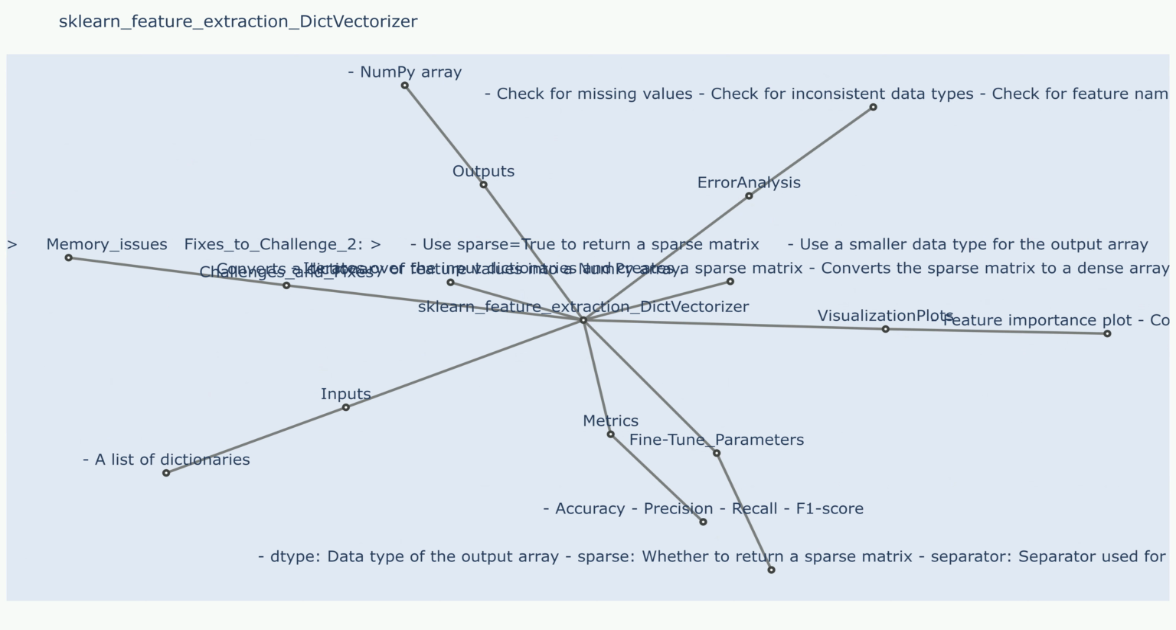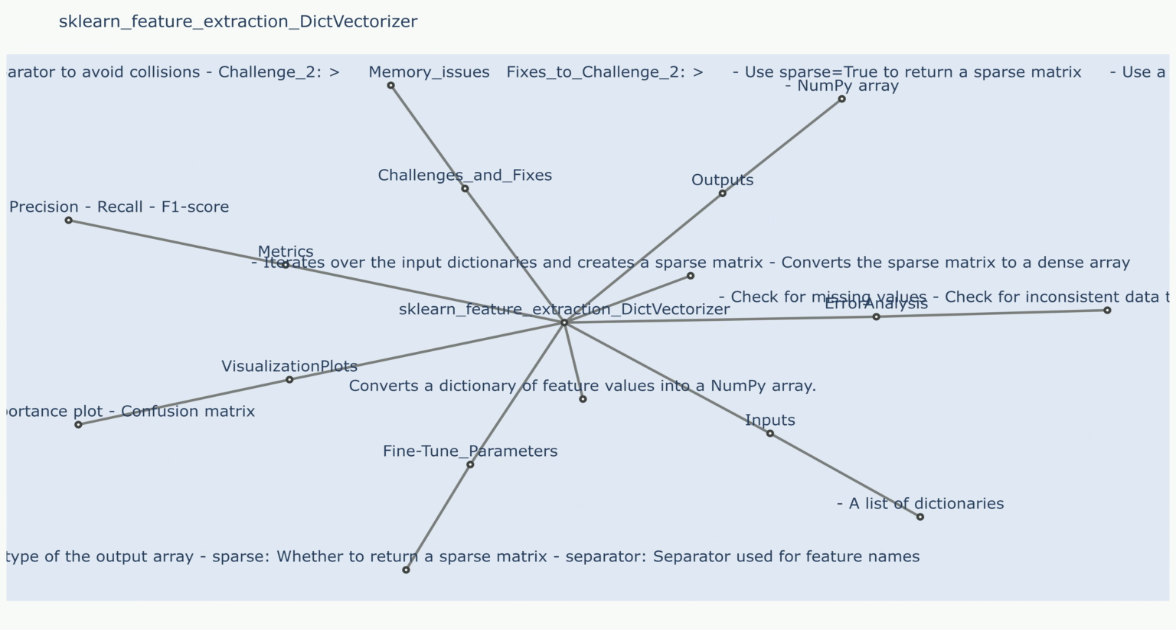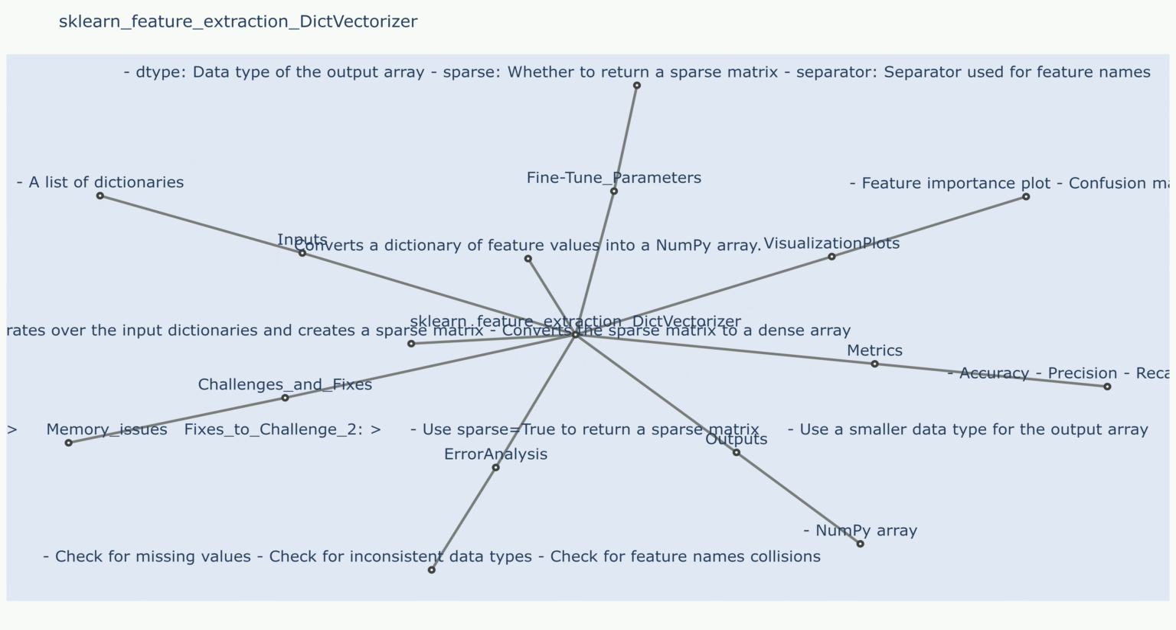Steps. Step 1. The DictVectorizer first analyzes the input dictionaries to identify all unique features. Step 2. For each sample, the DictVectorizer creates a vector with one element for each feature. The value of the element is 1 if the feature is present in the sample and 0 otherwise. Metrics. Metric 1. Sparsity. The percentage of 0 values in the sparse matrix. This metric indicates the efficiency of the representation.